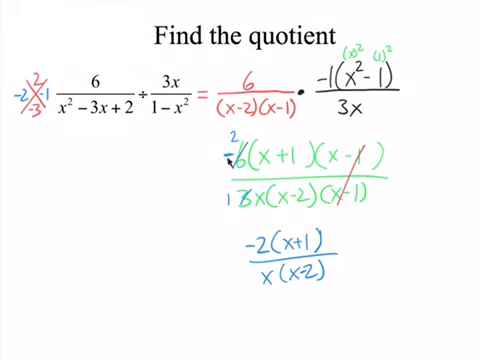So on the top, we have negative 2, x plus 1. On the bottom, we have 1 times x, which is x, x minus 2. Nothing else seems to eliminate, so that right there is our final simplified answer.